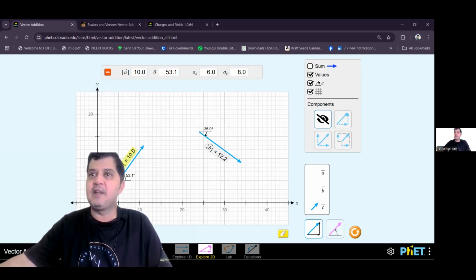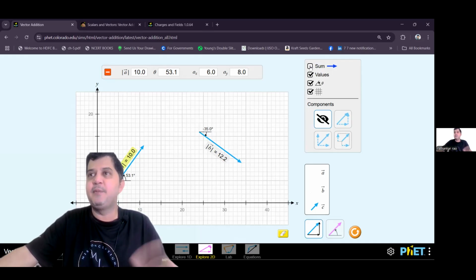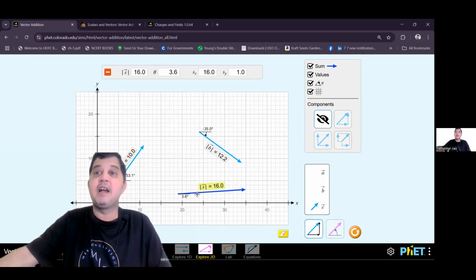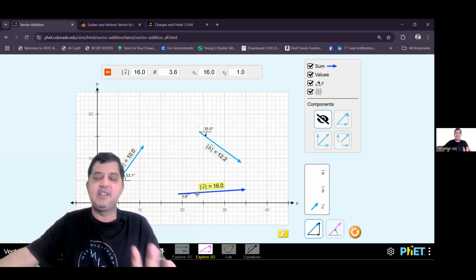Now what I want to do is add these two vectors. How do I add these two vectors? When I click sum, it will directly give me the answer. This is what most students will do. They'll just click here and say, hey, this is the length of this vector. But how do I understand this? Understanding this one is very important.